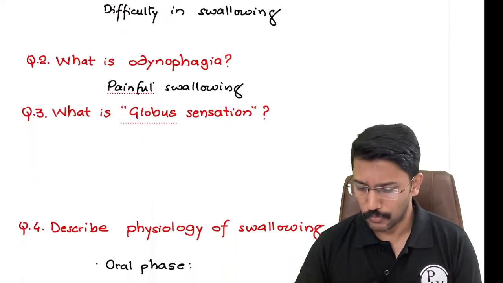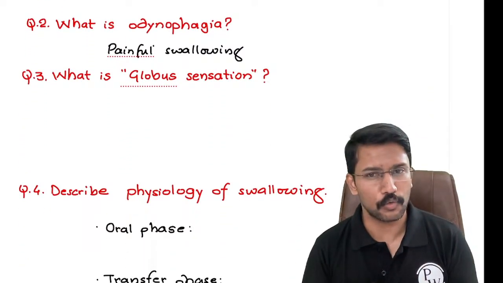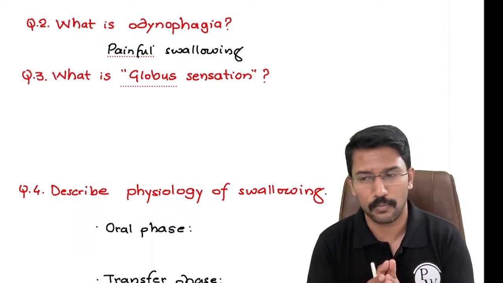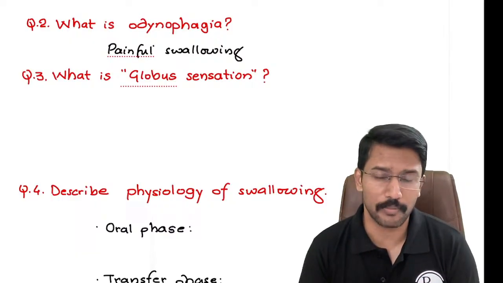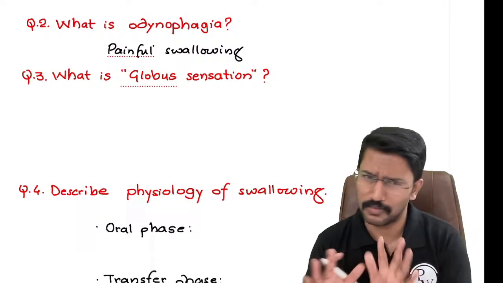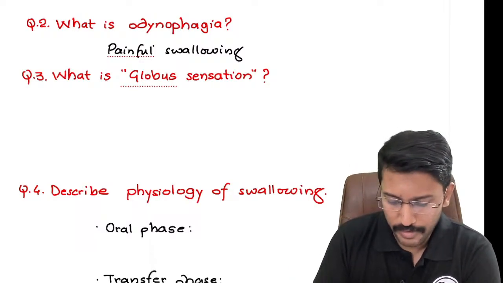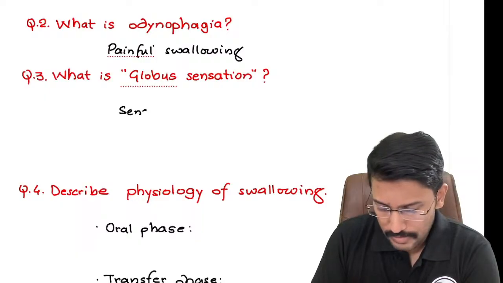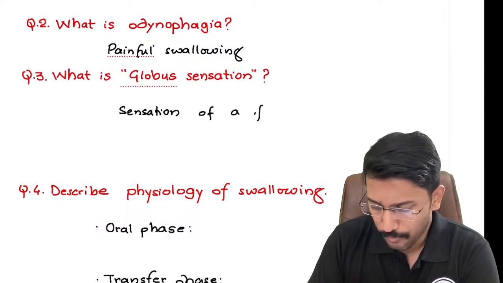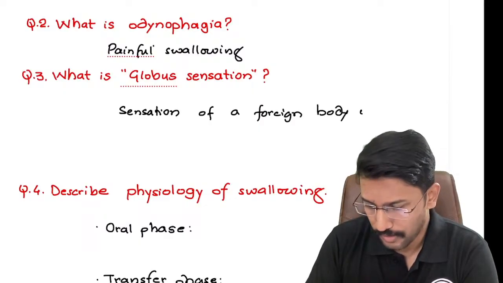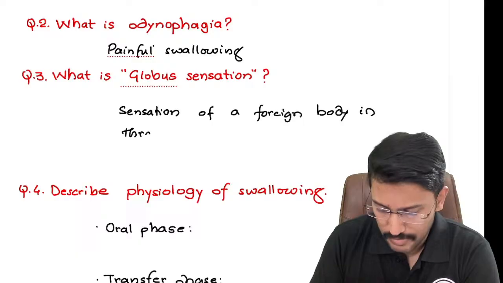Okay. Then there is one more term which frequently comes into picture when we talk about dysphagia, that is globus sensation. In some of your ENT books, you might come across another term called globus hystericus, which basically means the same thing, globus sensation. What is it referred to? It refers to a sensation of a foreign body in the throat, without its presence.